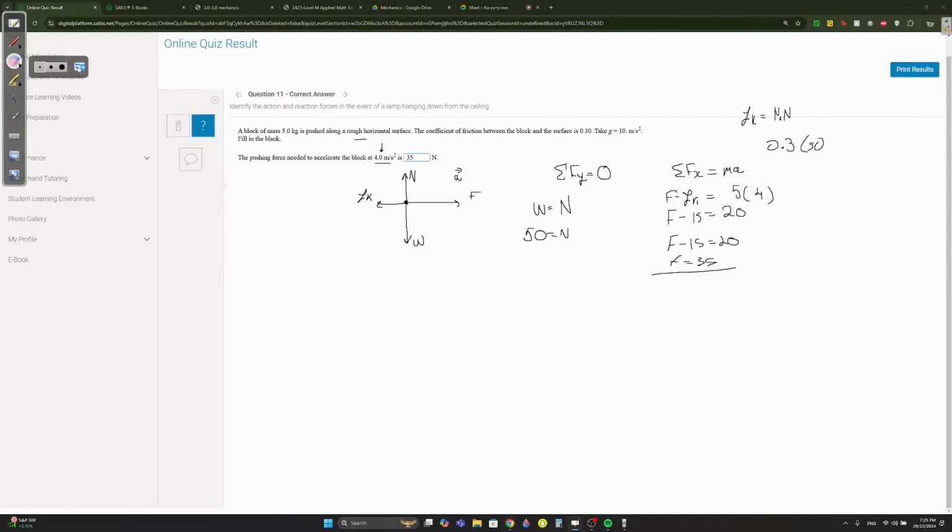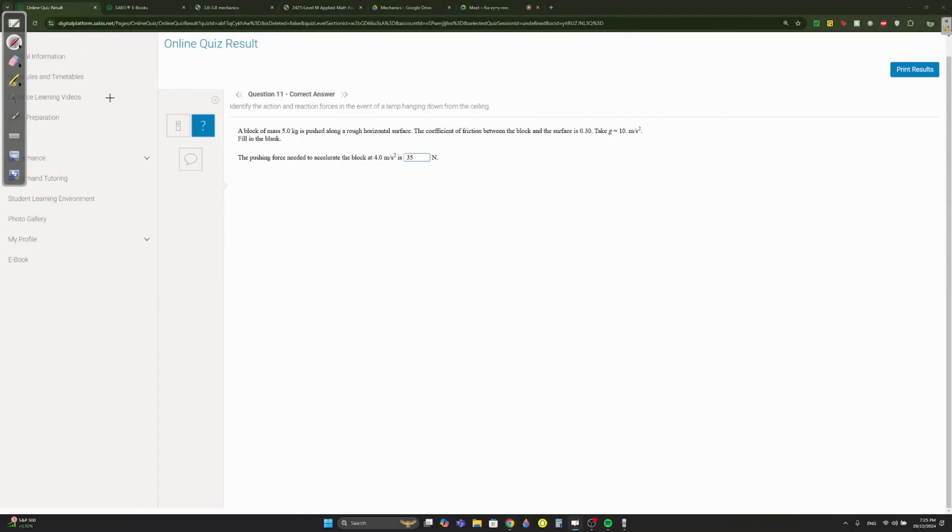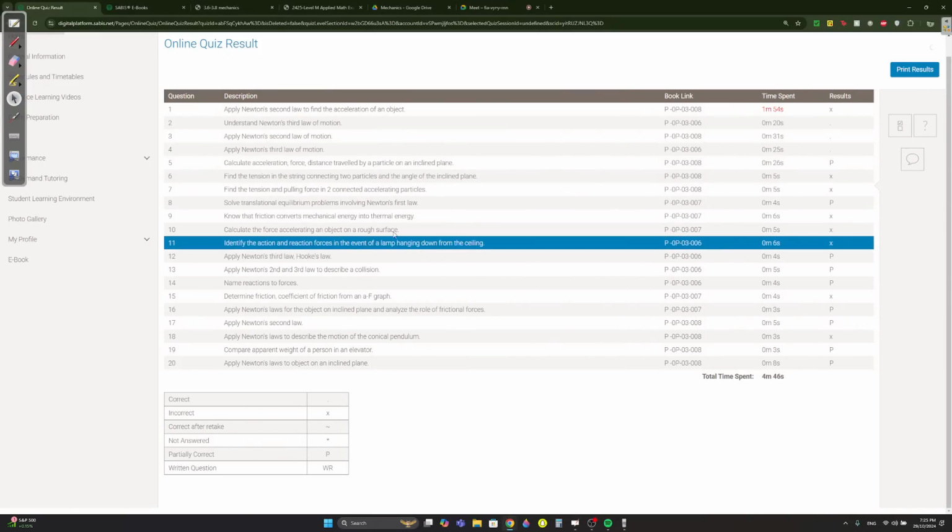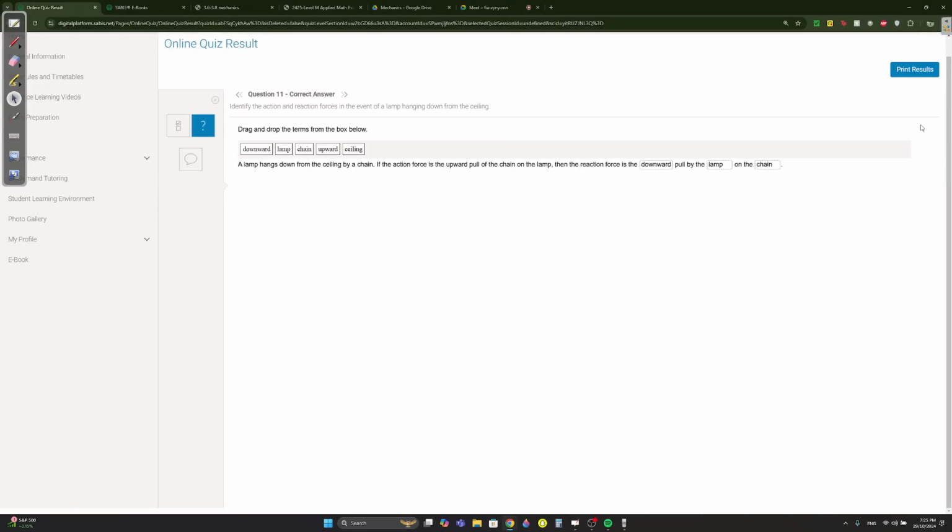Question 11. A lamp hangs down by the ceiling from a chain. If the action force is the upward pull of the chain on the lamp, then the reaction is what? Downward. By who? The lamp on the chain.